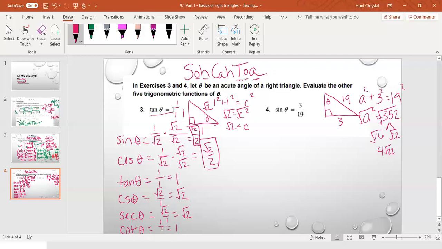Okay, so now that's going to be this side. So we're going to start with our sine. The sine they already gave us. That's 3 over 19. So we can go ahead and find the cosecant, which is the flip of that. And the cosine is going to be adjacent over hypotenuse.